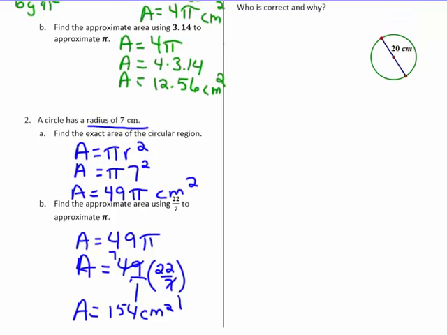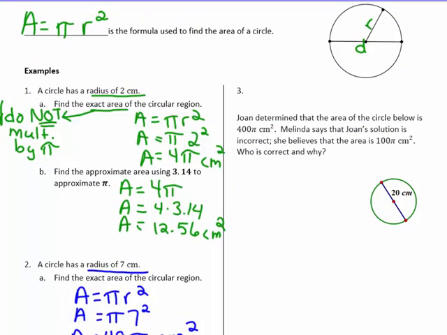So again, we're using our equations to help us do these. So Joan determined that the area of the circle below is 400 pi centimeters squared. Melinda says that Joan's solution is incorrect. She believes the area is 100 pi. Who is correct and why? So let's go through and figure it out for ourselves, and then we'll see. So my formula, pi r squared. Notice that they both used pi, so they found the exact area.